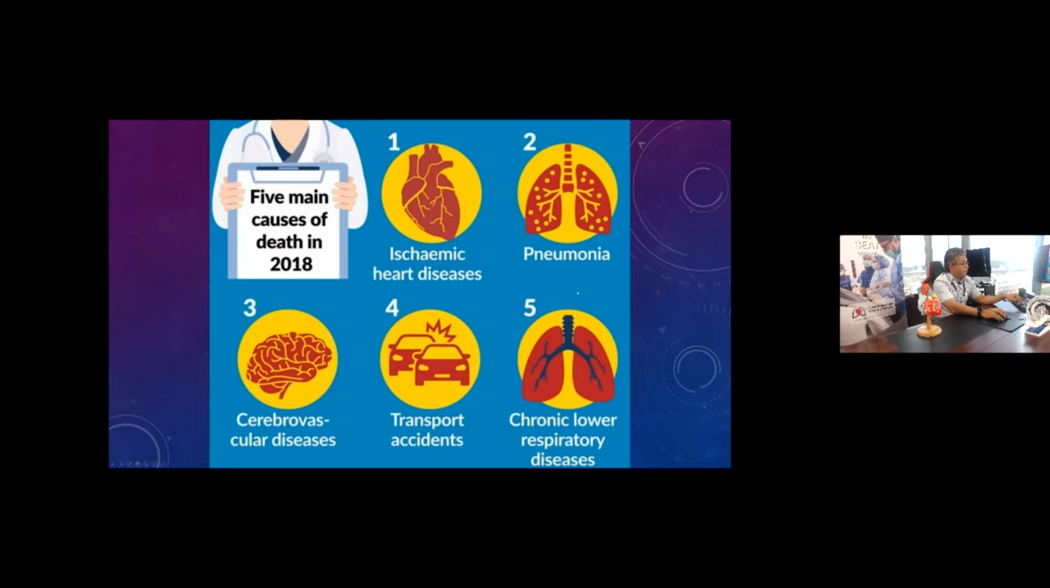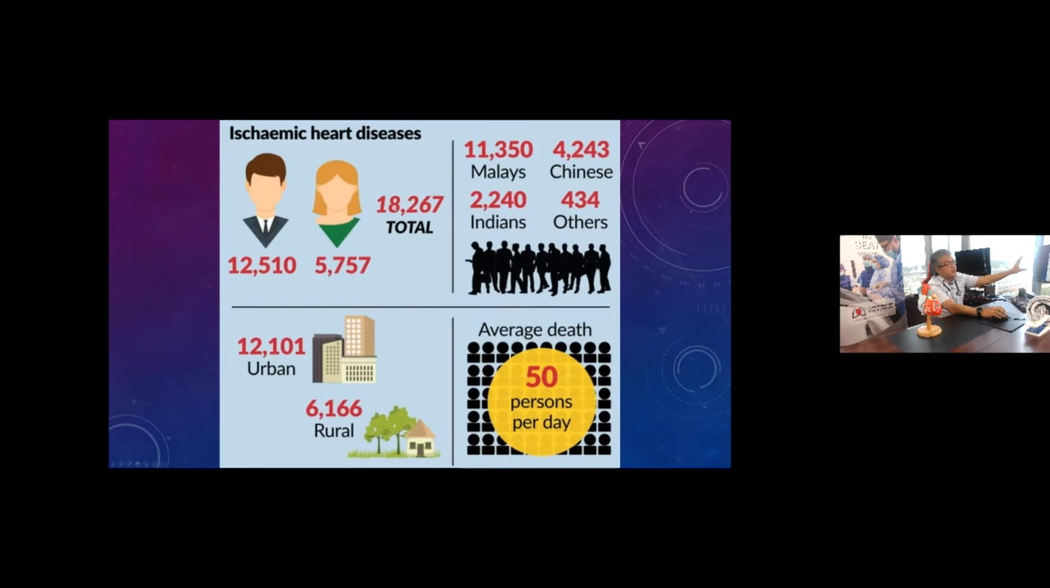If you break that down, you can see that the majority of them are men. 12,510 are men, 5,757 are women. The majority are Malays, but there's a large number of Chinese and Indians as well. And the average is 50 people per day die from coronary heart disease. 50 people per day in Malaysia, okay? 5 people die from COVID makes the news. 50 people per day die from coronary heart disease is not interesting, right? But that's the facts.